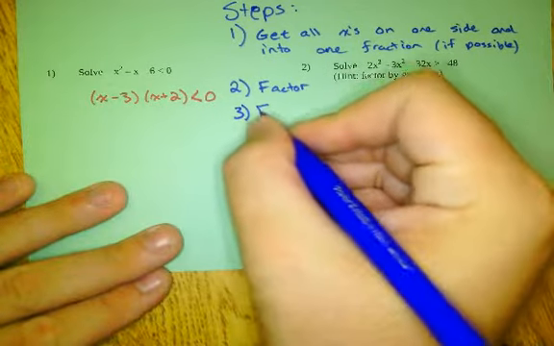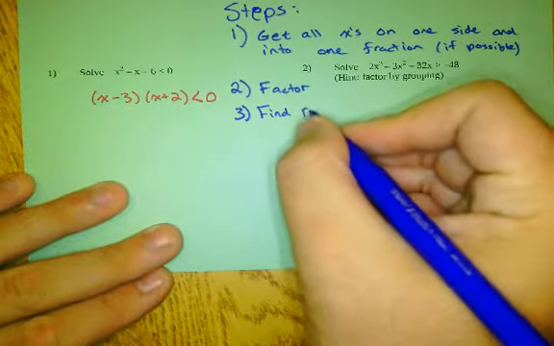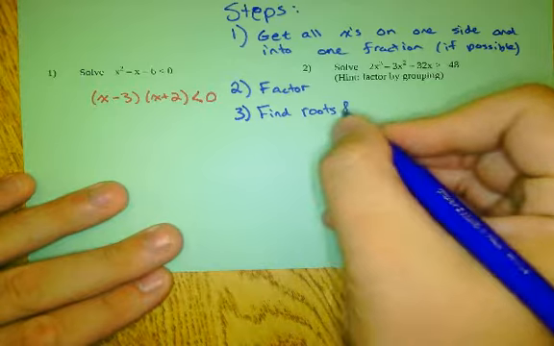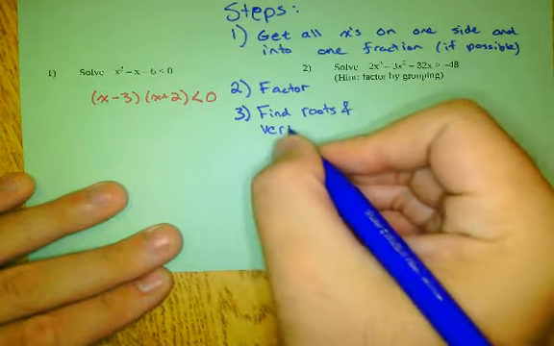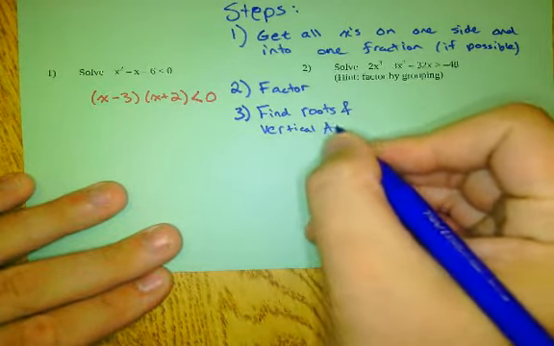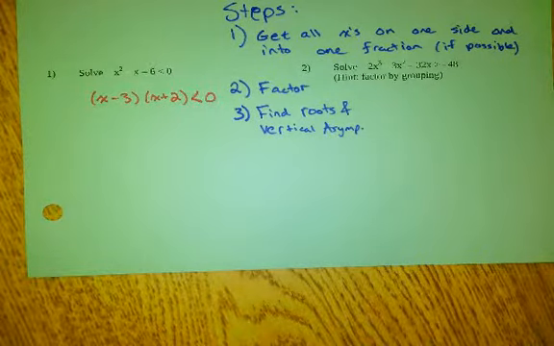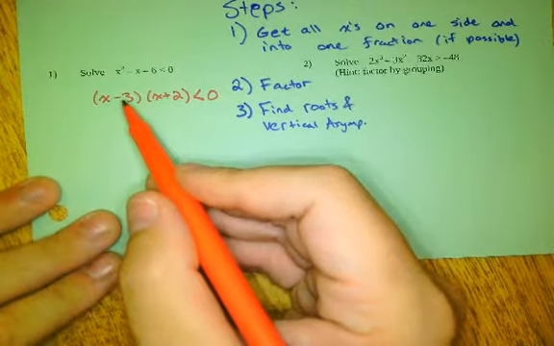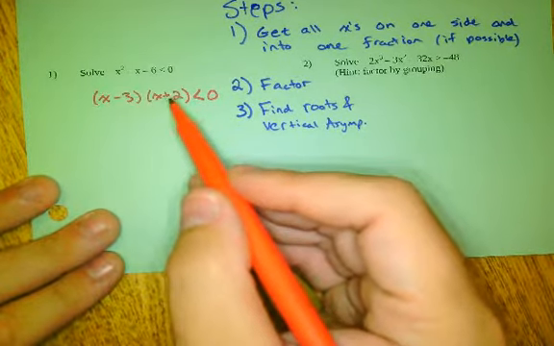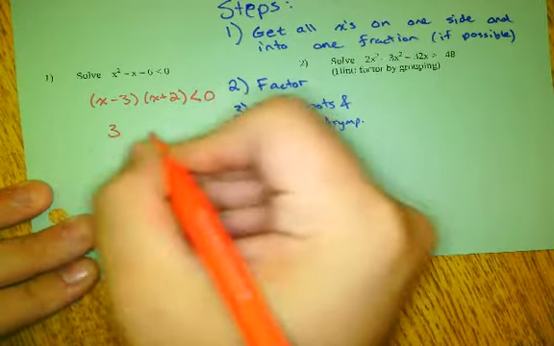Step 3 is to find roots and vertical asymptotes. Well, this is a polynomial, so are there any vertical asymptotes? No, so we're good on that one. Let's go ahead and find our roots. What are our roots here? 3 and negative 2.